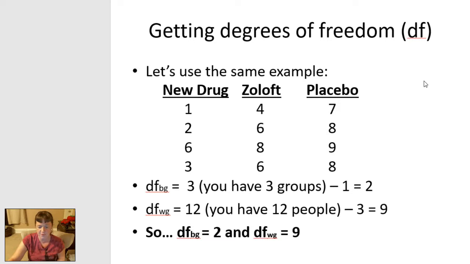So here I have degrees of freedom between. I have 3 groups minus 1, so degrees of freedom between is going to be 2. Degrees of freedom within, I take all 12 of my people, because there was 4 plus 4 plus 4, total of 12 people, and I subtract the number of groups that we have, which was 3, and now I have 9. So degrees of freedom between is 2. Degrees of freedom within is 9.